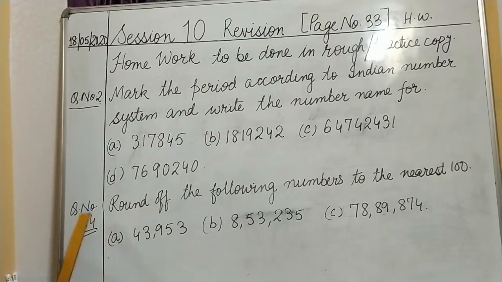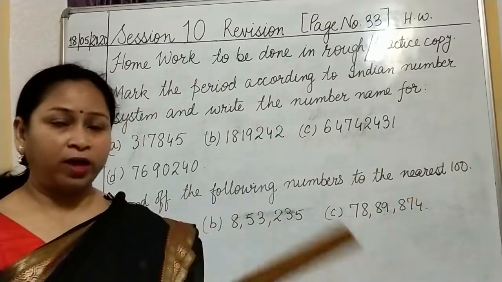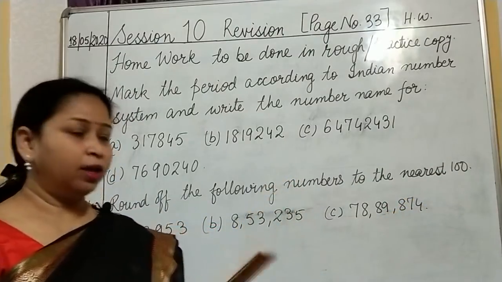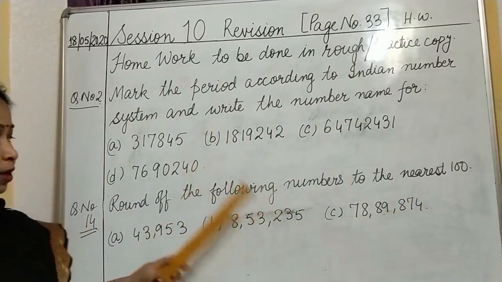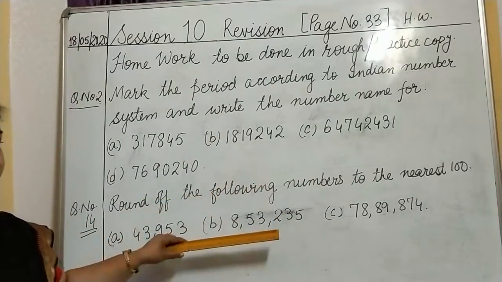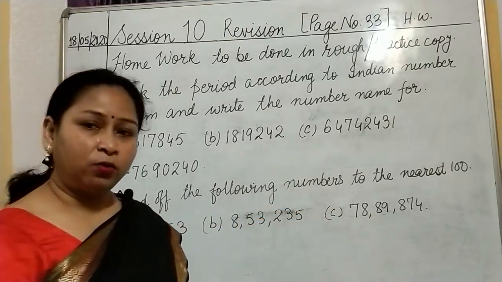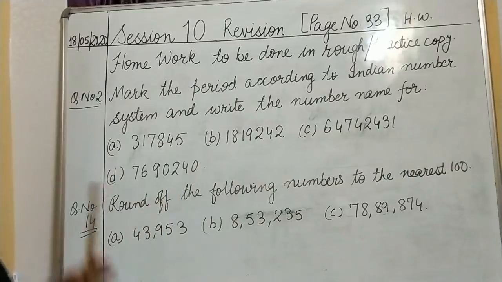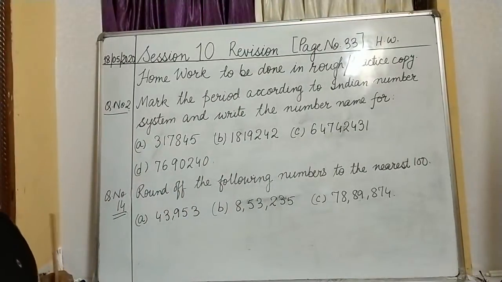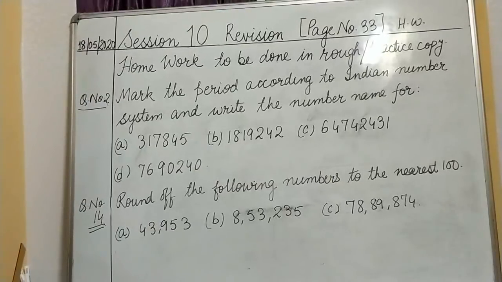Then question number 14, which today itself we have completed: round off the following numbers to the nearest 100. We have done 10, 100 and 1000, right? Only these 3 sub questions are there which you have to round off to the nearest 100. Only this much is the homework. Just have a proper view of these questions. All the questions are visible. All the digits are visible.